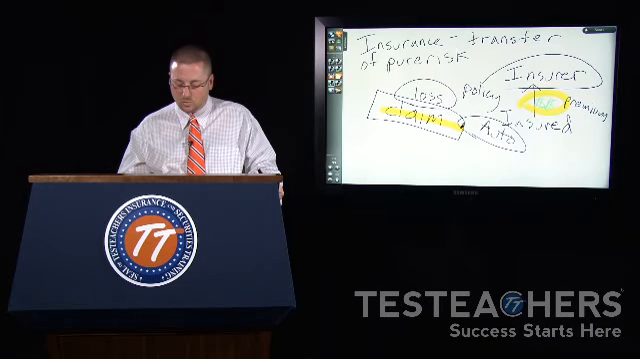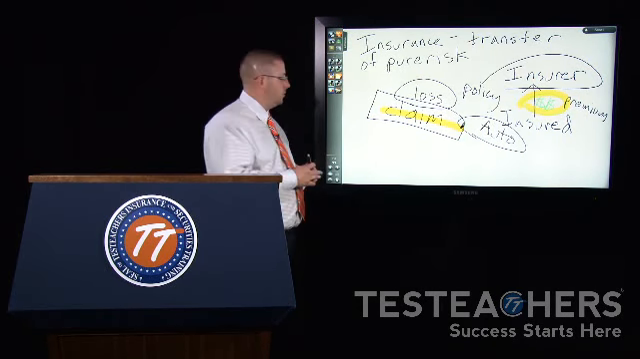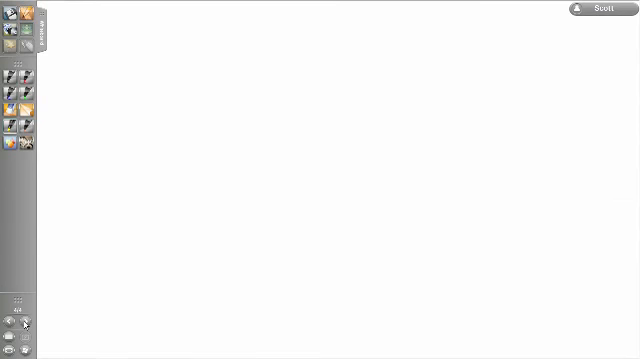Okay, and that covers it there. So we go from these concepts we talked about to the next concept, which is risk management. Okay, risk management, and we're going to learn some new terms here. Okay, new definitions. Hazard.